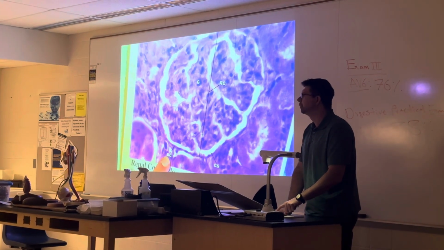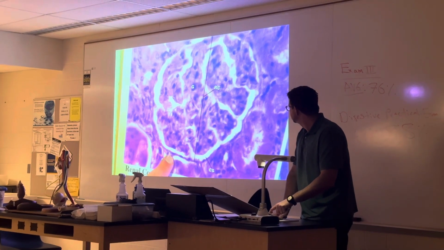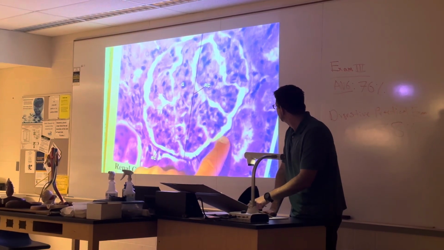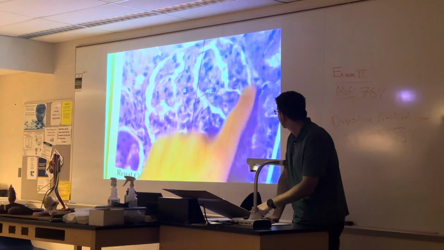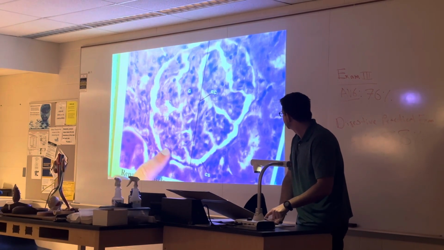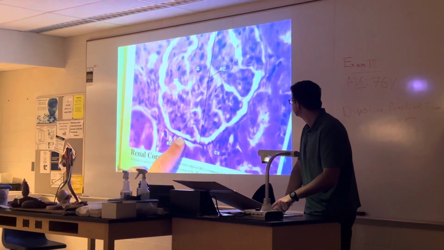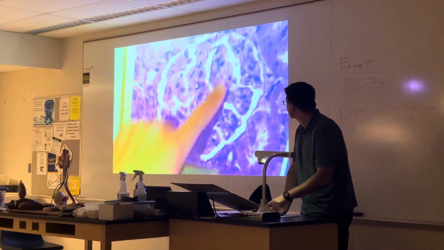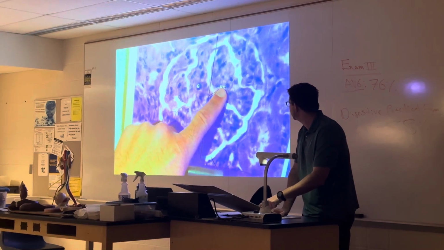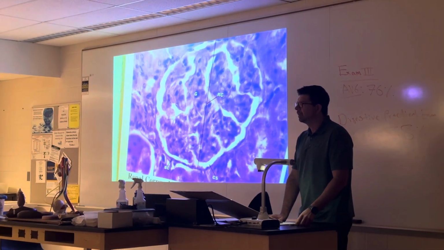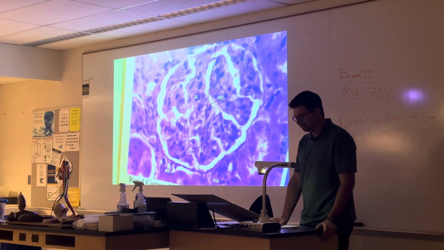BC stands for Bowman's capsule. So this outer lining here of cells would be your Bowman's capsule here. So that's your Bowman's capsule, this outer lining of cells. G stands for glomerulus. RC stands for the renal corpuscle. But renal corpuscle is not going to be a bonus answer.